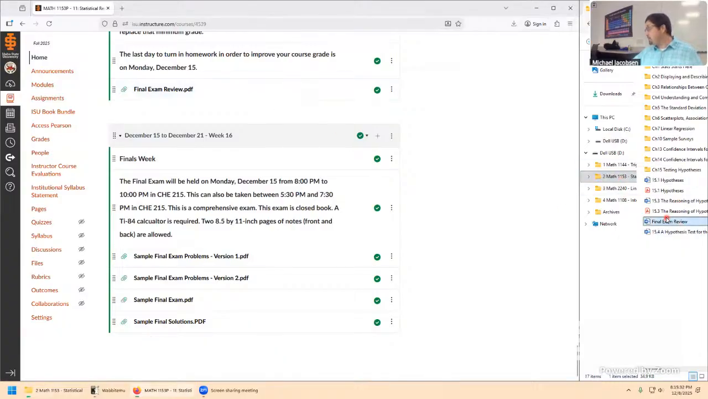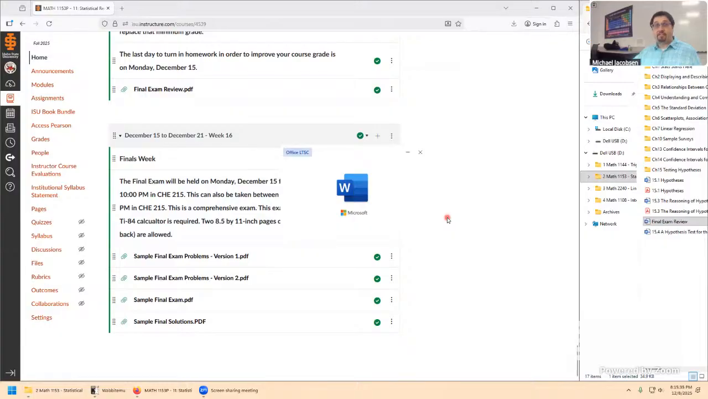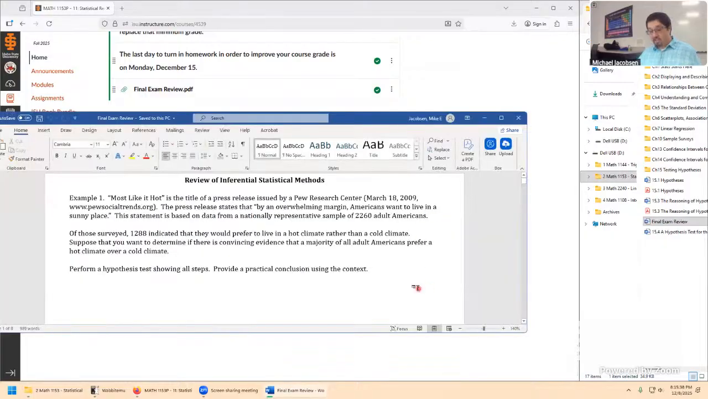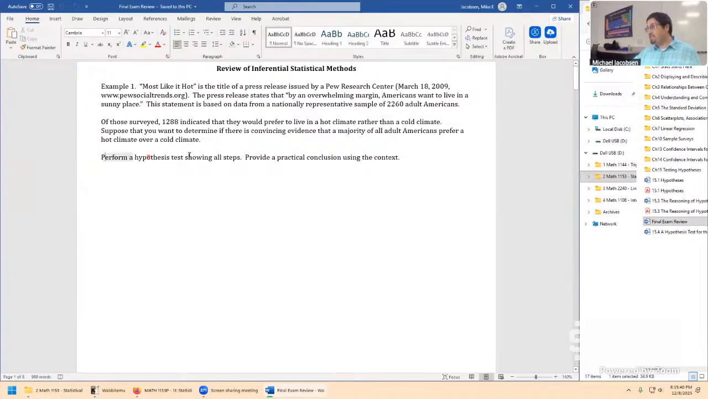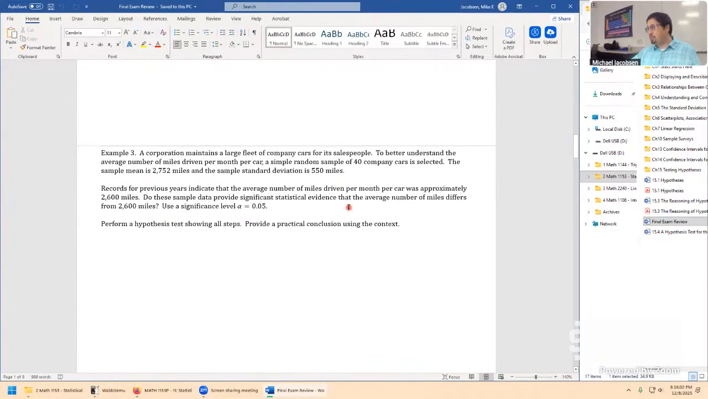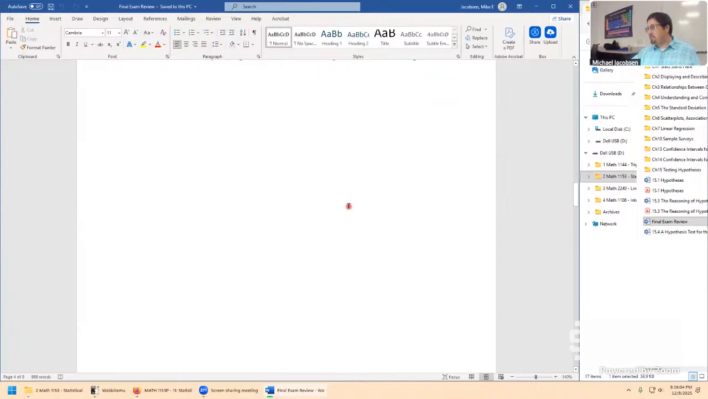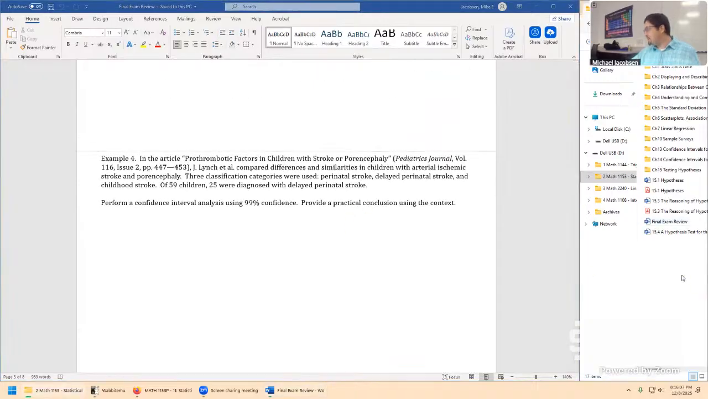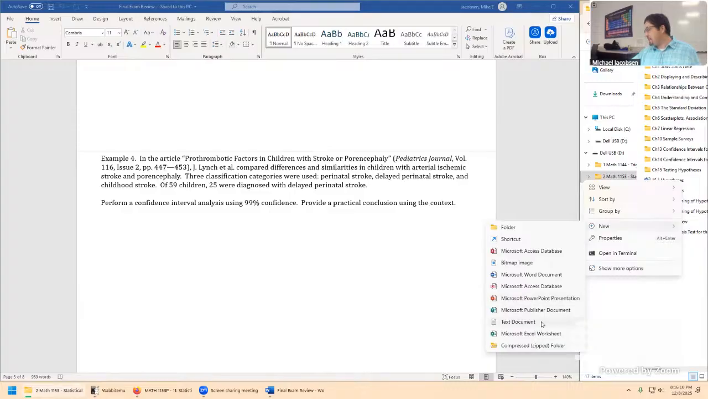So now when we open up those review questions, to make this an effective review, I did the same thing. Perform the hypothesis test showing all steps. The department didn't even say this part, put in the practical conclusion. It's implied. We're supposed to do that every time we do a hypothesis test. I just made that more apparent in the notes here. So this is the review of statistical inference methods. I have 1, 2, 3, 4 examples. I do need one example that has a follow-up question. Let me make a quick reminder.